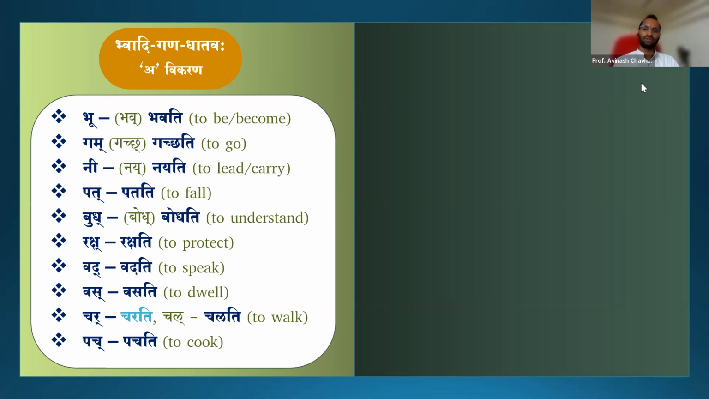So now, actually you can use ti, tah, anti, si, thah, tha, ami, avah, amah with these dhatus. Or you can use bhavati, bhavatah, bhavanti. Based on this, I am going to ask some questions now. I will be making sentence in English. You have to translate that in Sanskrit. Okay?